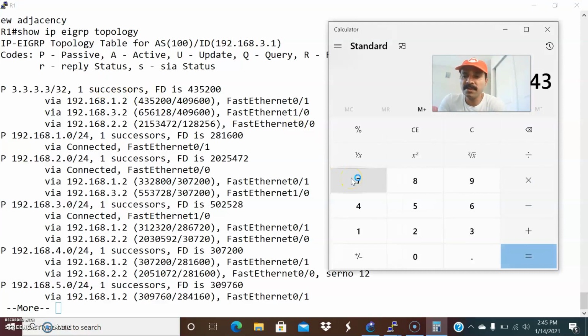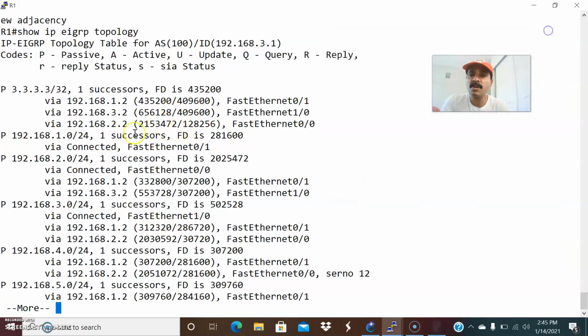So if you are doing 435200 into 5, it will come to approximately this value, right? 27676, something like that. The same value it will give. So always you have to increase the variance parameter value.